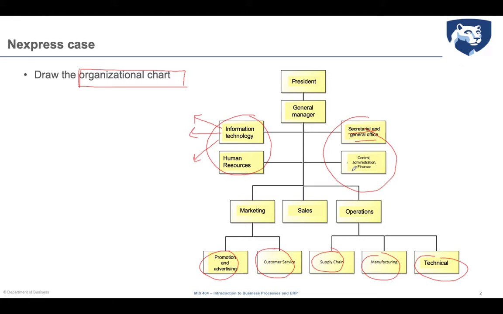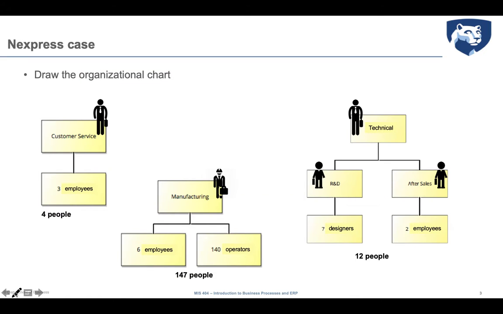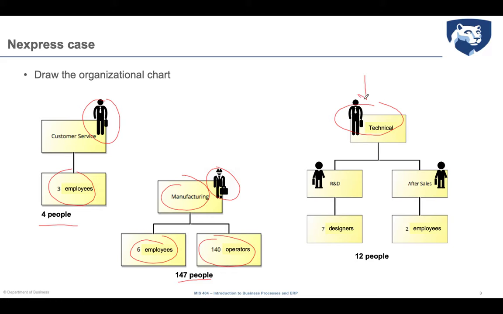Then I also asked you to represent the human effort, including the human workforce in each department. I have summarized here the situation of some of the main departments. You can do that for almost every one. In customer service there are 3 employees plus of course the director of the unit, so 4 people. Manufacturing has 1 manager on top, then 6 employees and 140 operators on the line, so 147. The technical area has 1 manager on top, and then 2 further distinct units, R&D and after sales. Here there are 7 designers, here there are 2 employees, 7 plus 2 is 9, plus 3 managerial, 12 people.